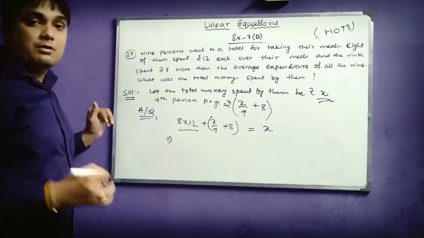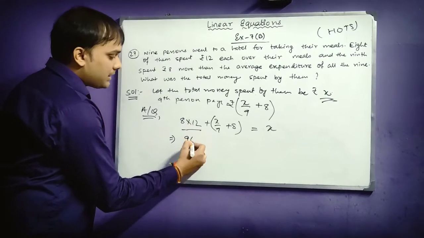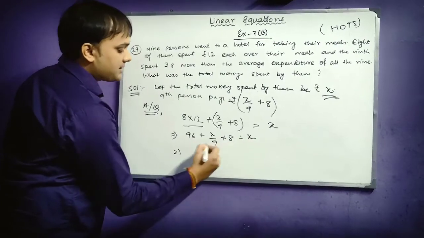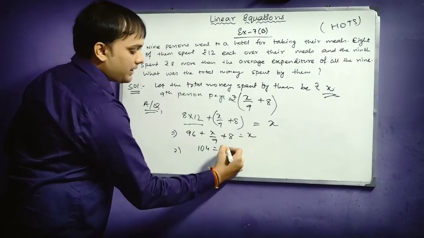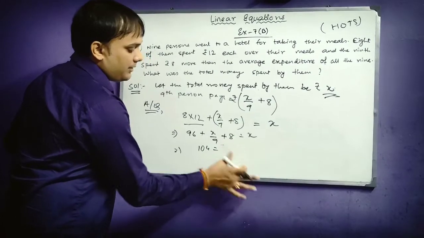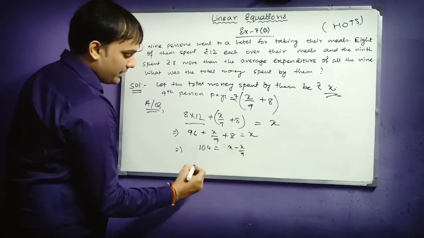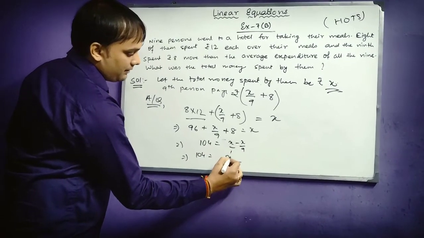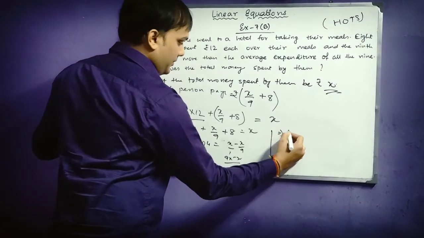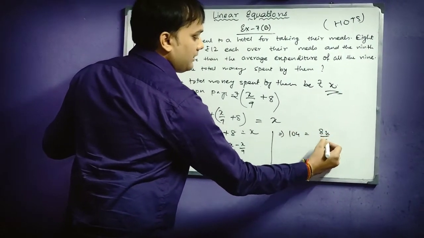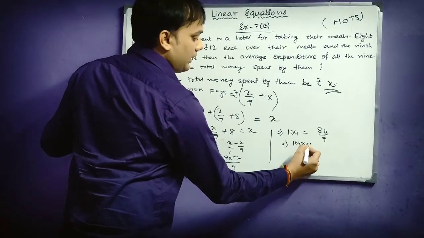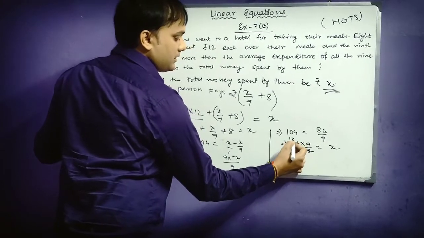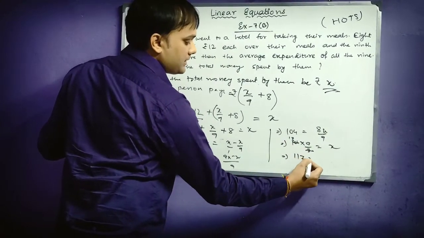So first you have to frame the equation very properly. 8 into 12, 96, plus x by 9 plus 8 equals x. 96 plus 8 equals 104. x by 9 you take there, it will be x minus x by 9. So 104 equals 9x minus x by 9, so it will be 104 equals 8x by 9. That means 104 into 9 by 8 equals x. 8 ones are 8, 13s are 104, so 13 into 9 is 117.